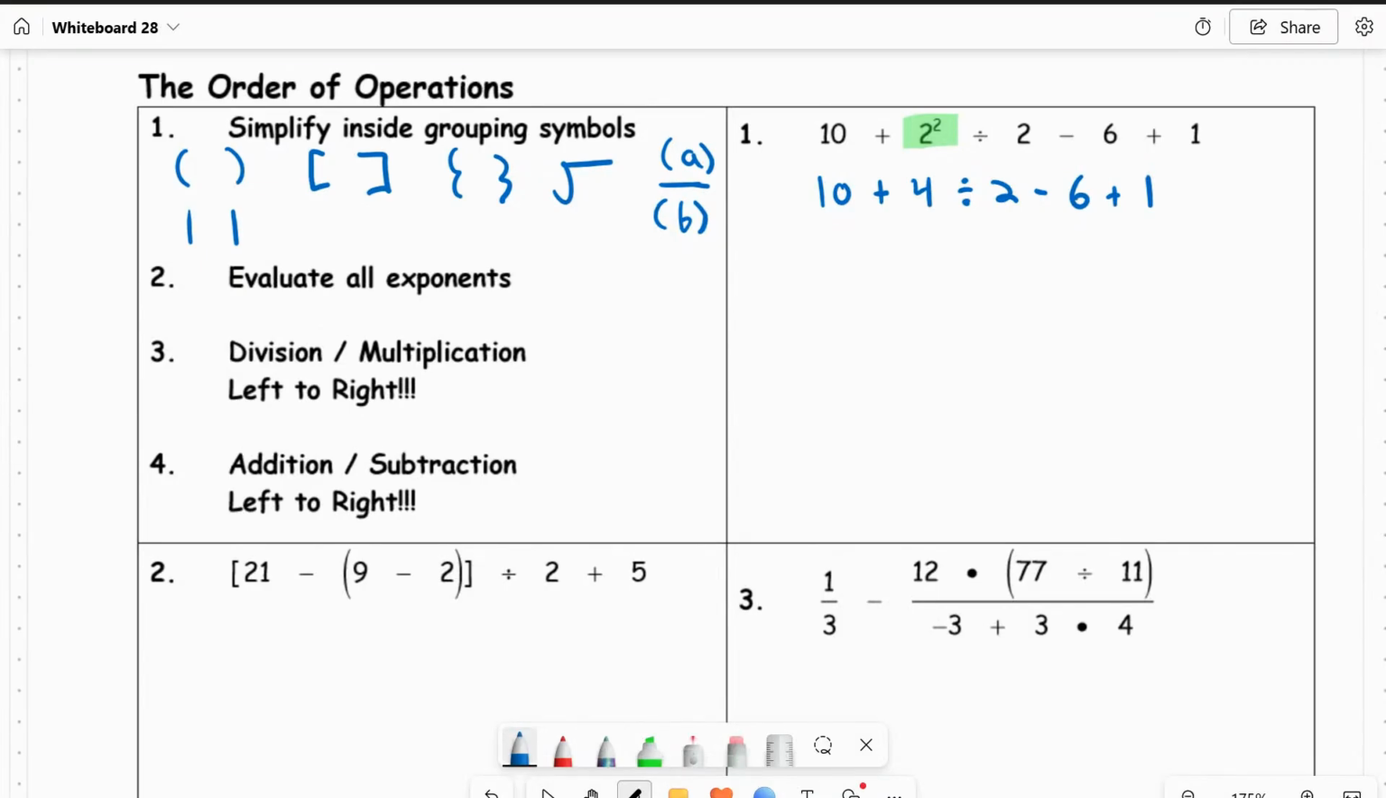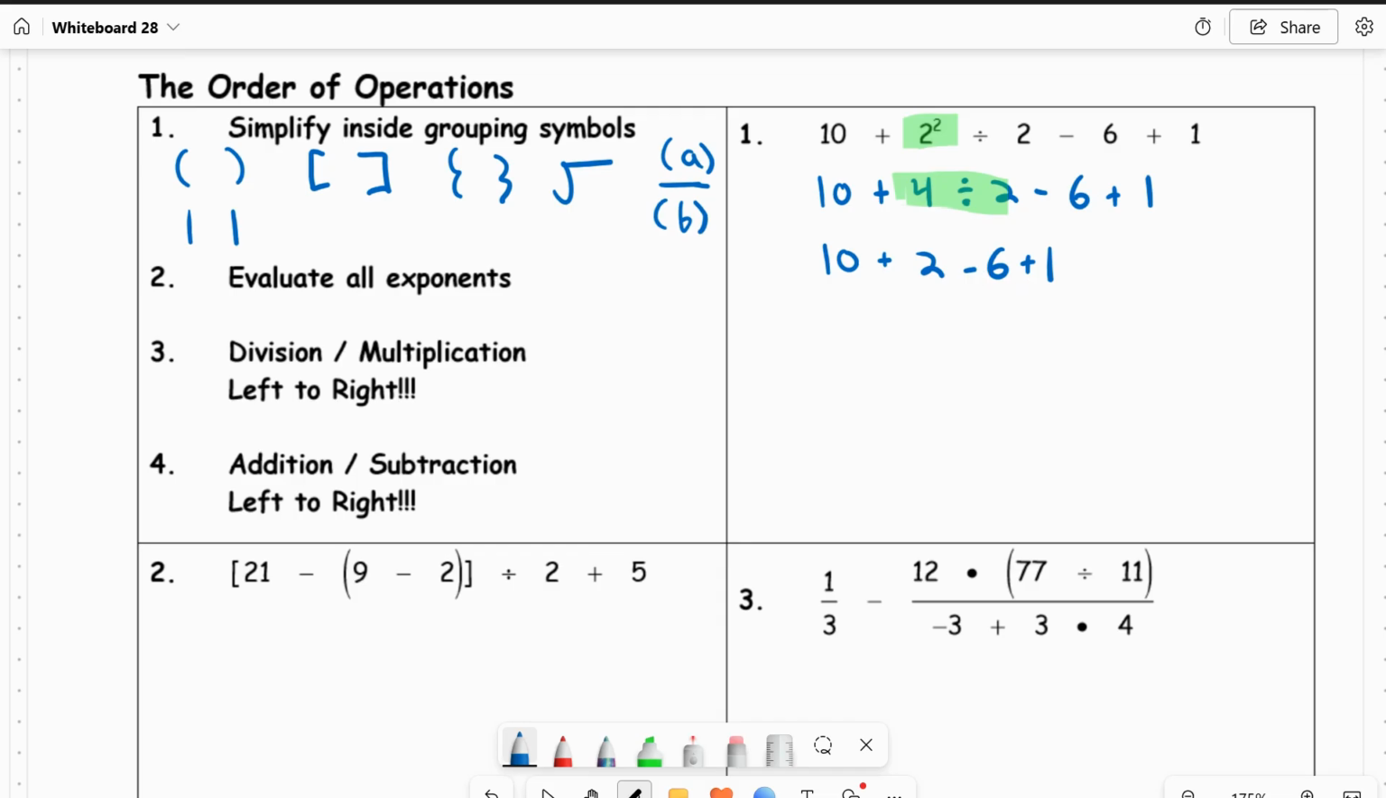Next, we have division and multiplication. There's only one division or multiplication symbol. So I've got 10 plus 4 divided by 2, which is 2, minus 6 plus 1. Now we have addition or subtraction.